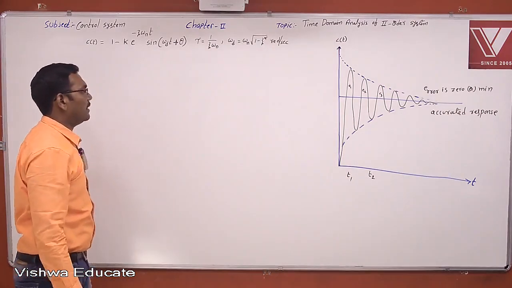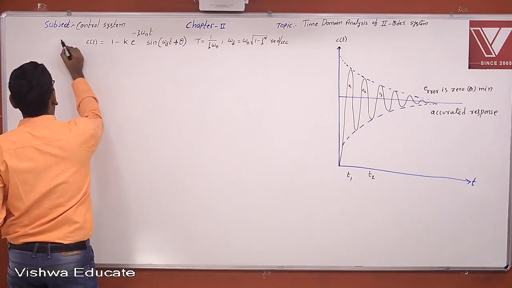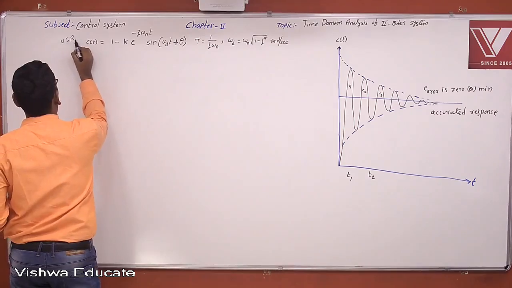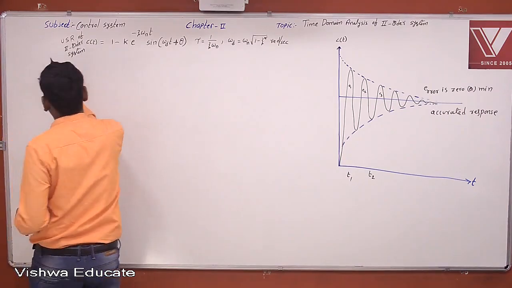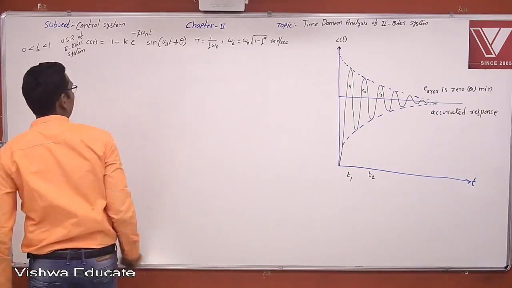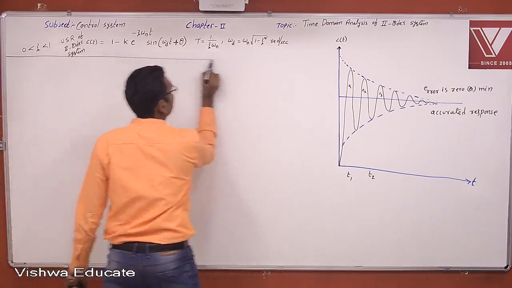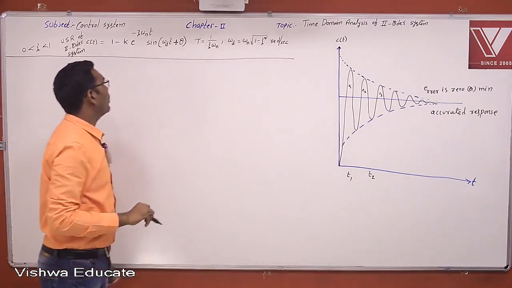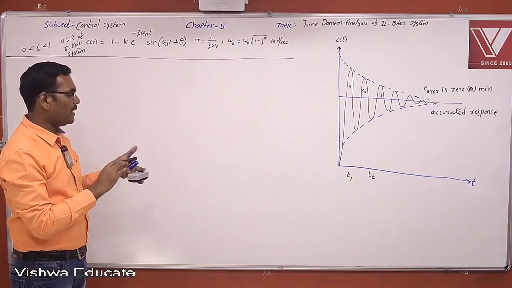So I want theta, right? Now this is the unit step response of a second order system, in the underdamped case, damping factor zeta less than 1 and greater than 0, right? Now you want theta, right? Sir, what is theta, sir? How can we find it? What is the meaning of that?